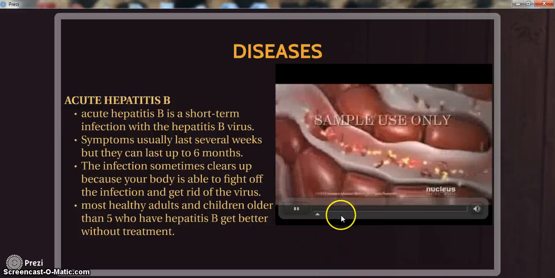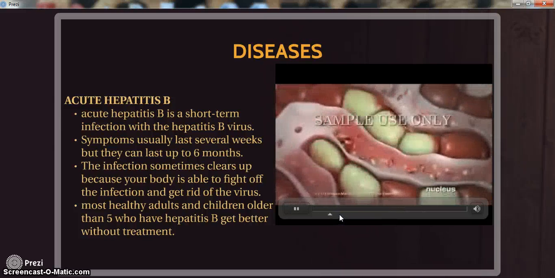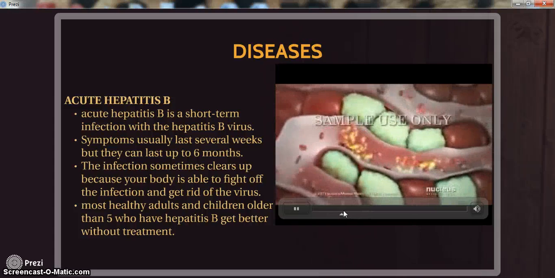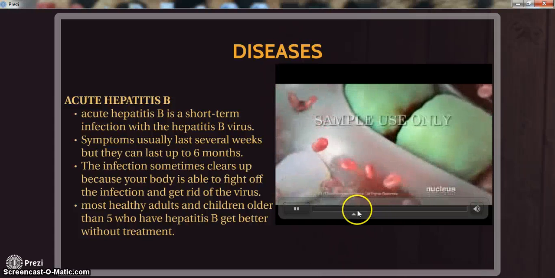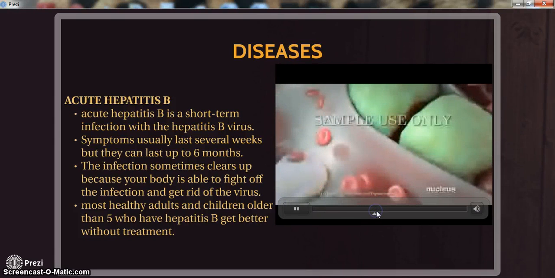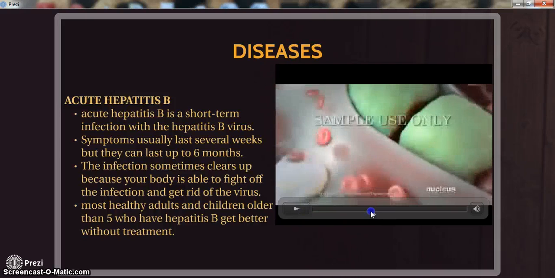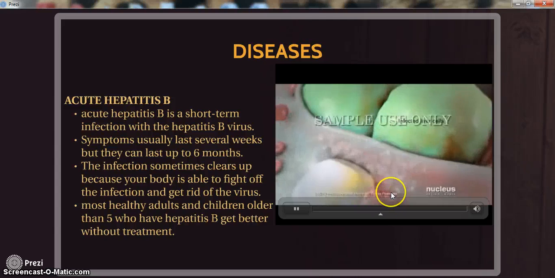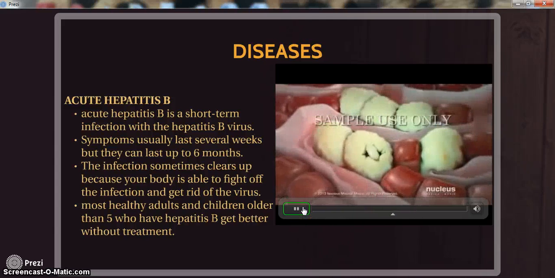When either the hepatitis A or B virus enters your liver, it invades your liver cells and makes copies of itself. As a result, these liver cells become inflamed and then die.